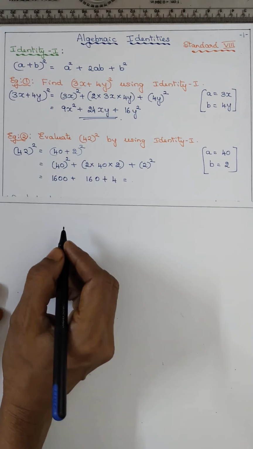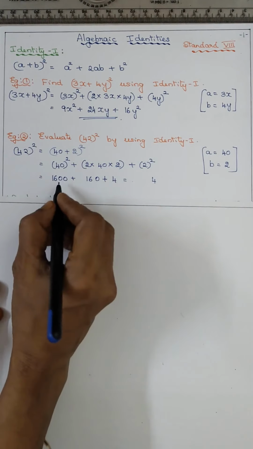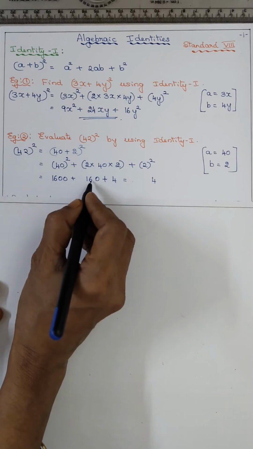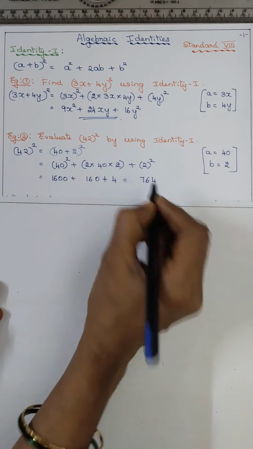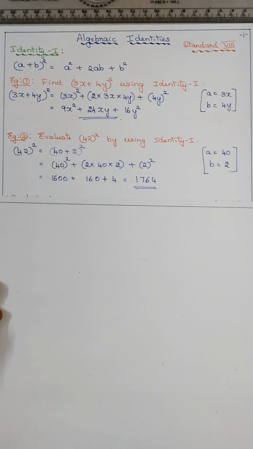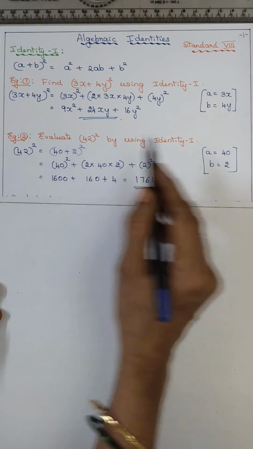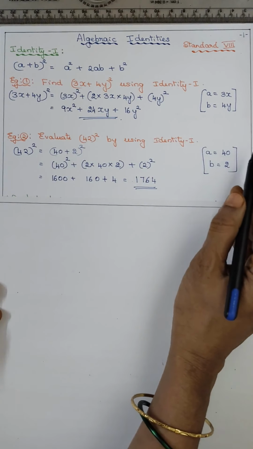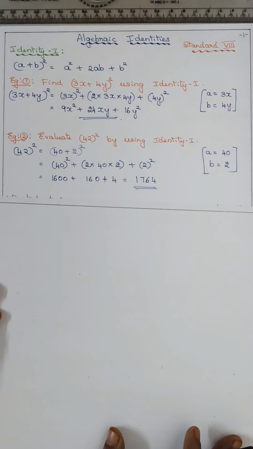Now add by horizontal addition: 0, 0, 4. 1's place, 10's place 0 6. 100's place 6 plus 1 is 7, 1000's place 1. Answer is 1764. Did you understand? In the exam you have to write the identity 1. So whenever you get this, write (a plus b) the whole squared is equal to a squared plus 2ab plus b squared and then proceed.